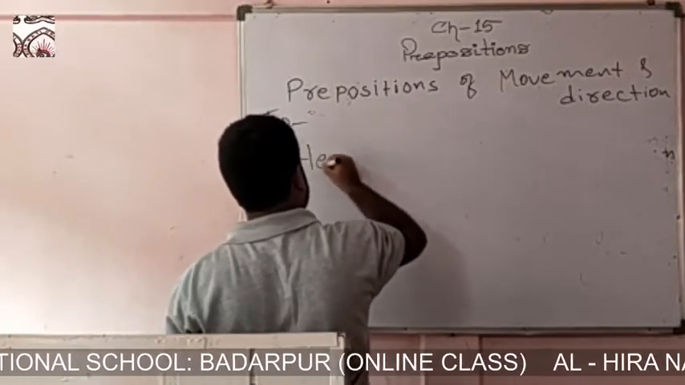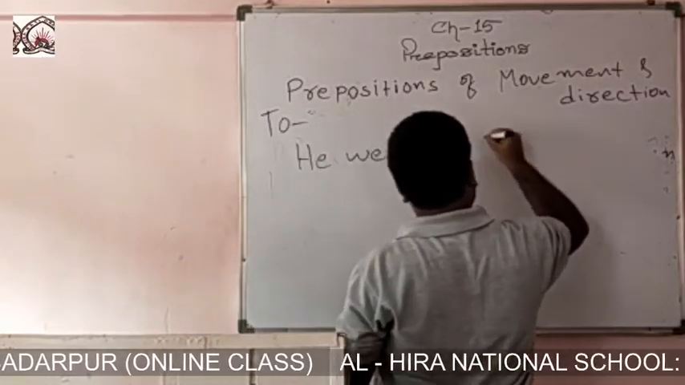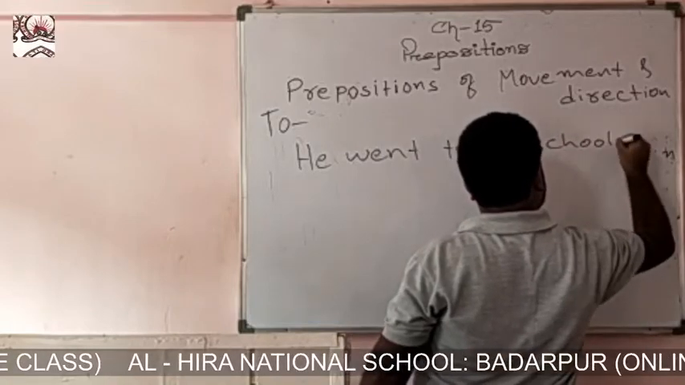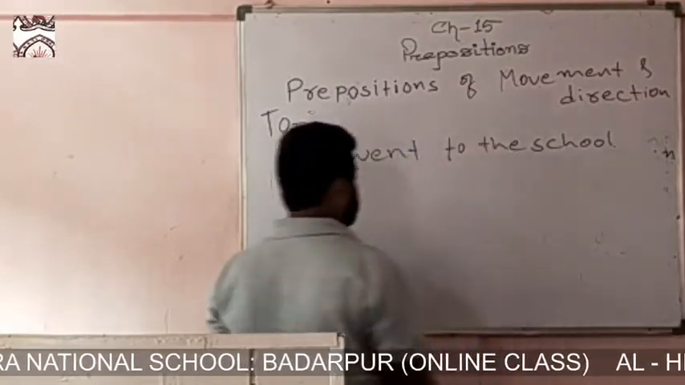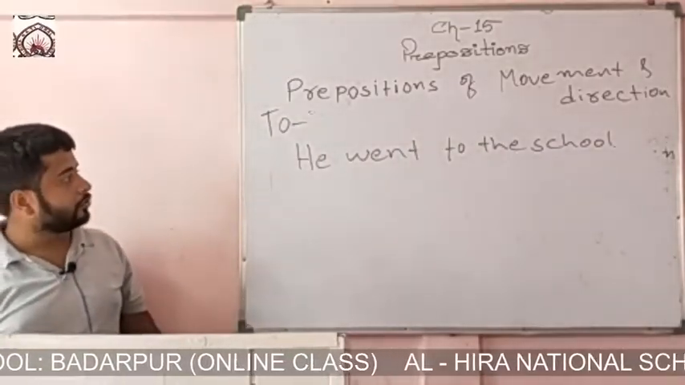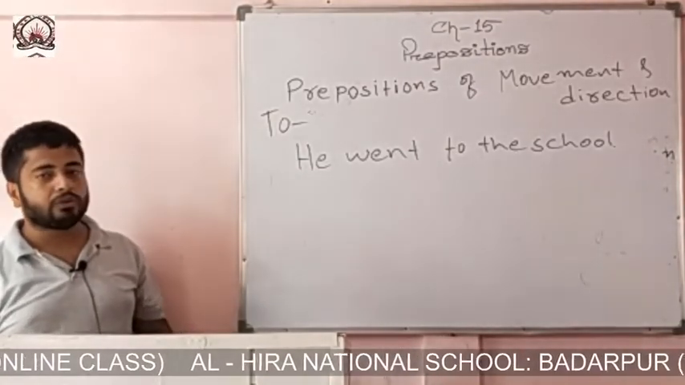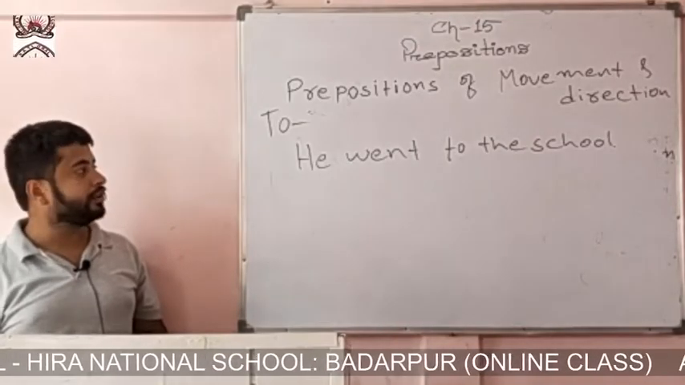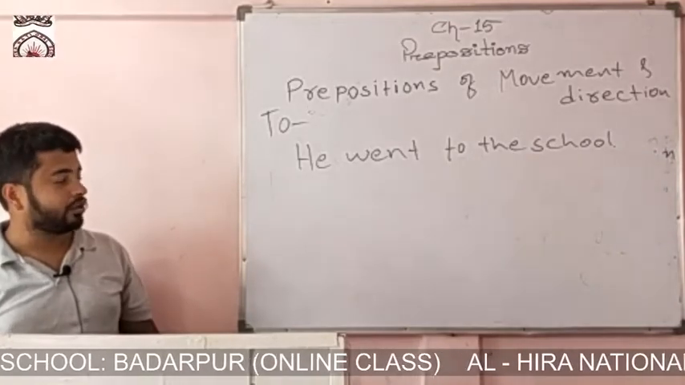He went to the school. He went to the shop. He went to the market. So we will use "to" to indicate destination. When a destination is there, we will use the preposition "to".